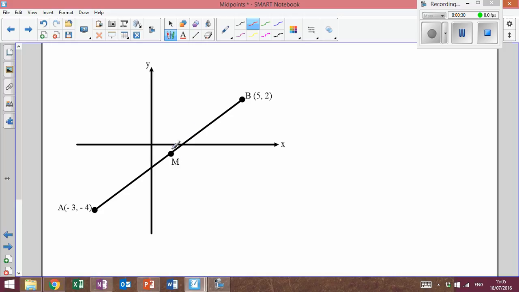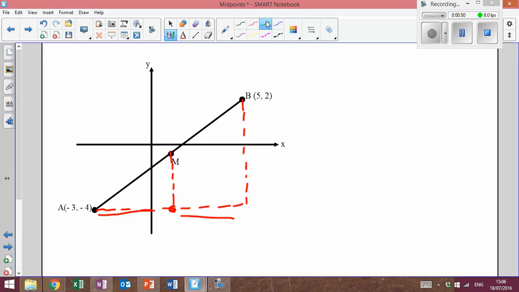Now, to find the midpoint M, we need to look at the two coordinates of M, X and Y, in separate ways. If you're looking just along the way horizontally between A and B, the X coordinate of M is going to be bang in the middle between A and B. Both of those are going to be exactly the same distance.